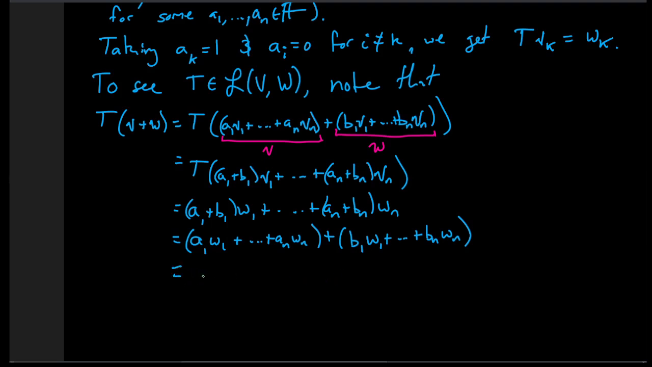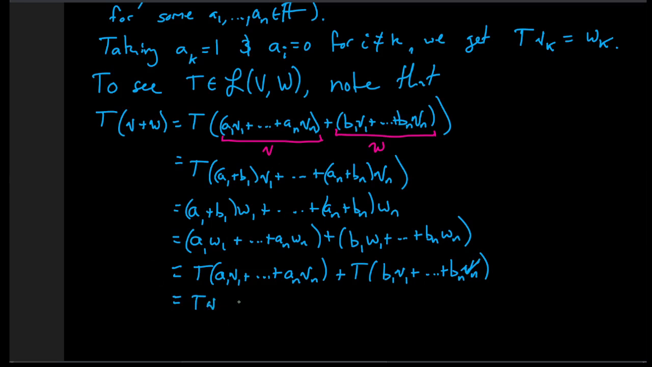And hey, wouldn't you know it, that is T of A1 V1 all the way down to AN VN, plus T of B1 V1 plus all the way down to BN VN. That's a terrible V. Okay, cool. And just from up here, the part I wrote in pink, this is T of V plus T of W.